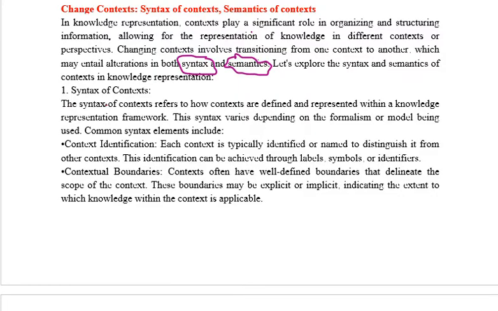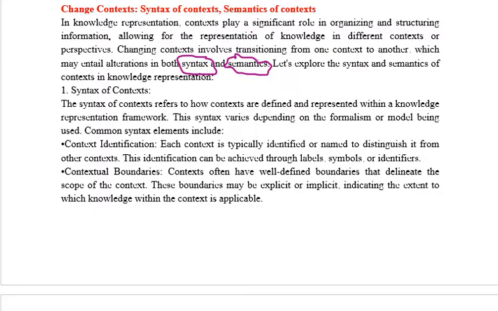Look at here. The syntax of context refers to how contexts are defined, and how the context is defined and represented within the knowledge representation framework. So mainly it considers how the context is defined and how we'll be representing the information. These two things they will be looking at. First, how the context is defined, and second, how we will be representing the particular information which is there in the context.